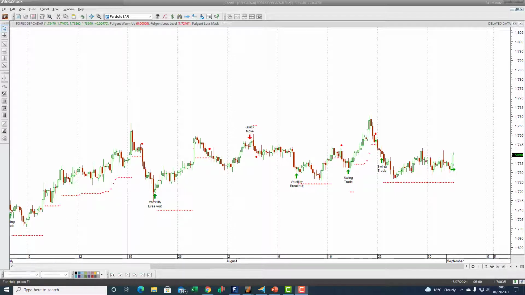You can see here back in July that swing trade captured a tremendous move from 1.710 all the way up to 1.73910. So a fantastic trade on the GBP CAD pair so far. The AI is in a swing trade long on the GBP CAD.